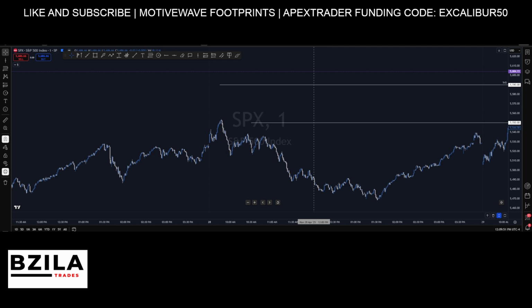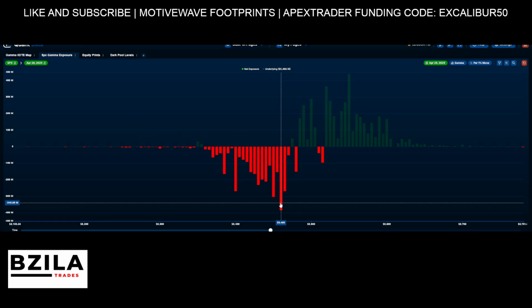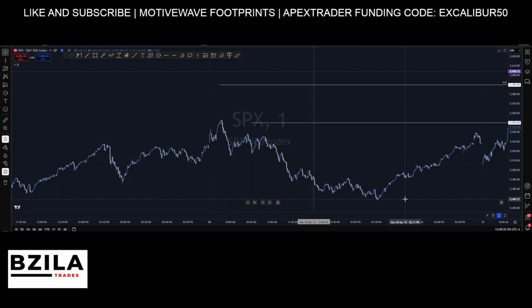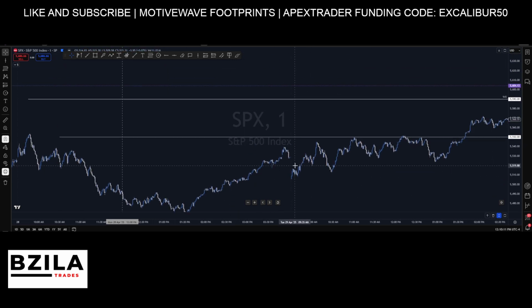The lower side is 5460, right here. We head towards that lower, and then we started that reverse back up to that 5550. That would have been the play. 12 o'clock, slow grind up. You know, with risk management. Of course, if you have good risk management, that's the main key.